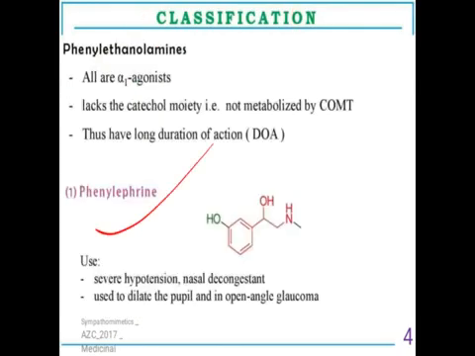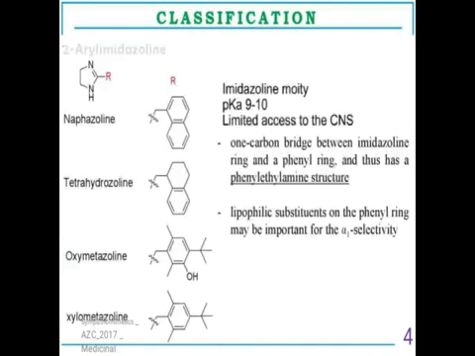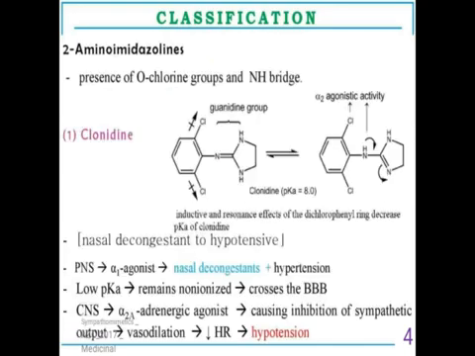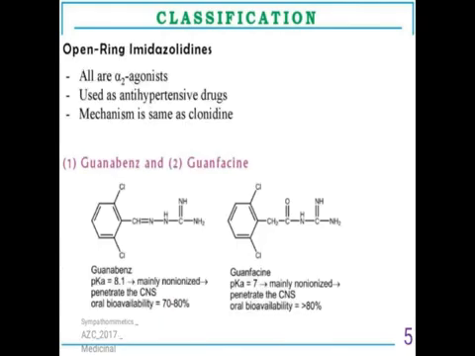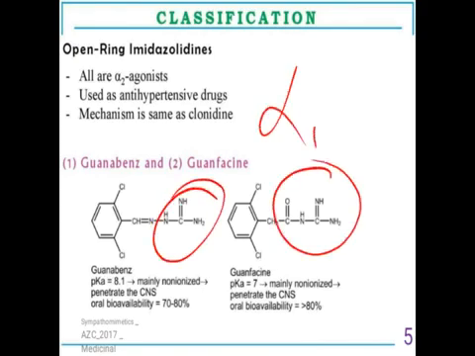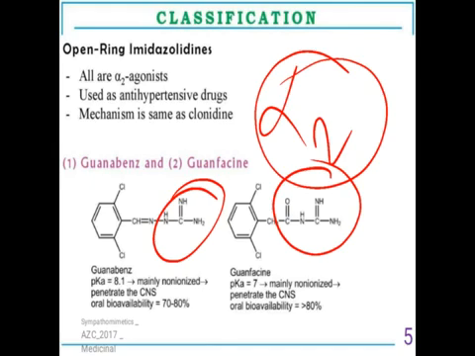Okay, so phenylephrine, you can observe only one hydroxy, and it is at the third position, so it is more of an alpha 1 agonist. Then naphazoline, tetrahydrozoline. So these are the structures of these drugs. Naphazoline and tetrahydrozoline are more selective for alpha 1. Then clonidine consists of nitrogen, so it is more selective towards alpha 2 activity. Then guanabenz and guanfacine, they have the open chain imidazoline ring, so they are more selective towards the alpha 2 receptor.